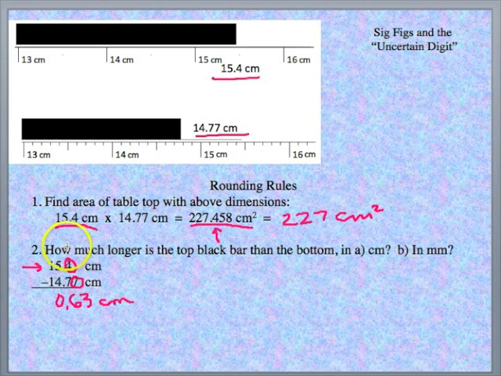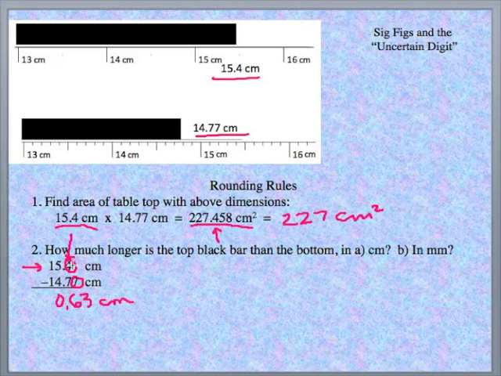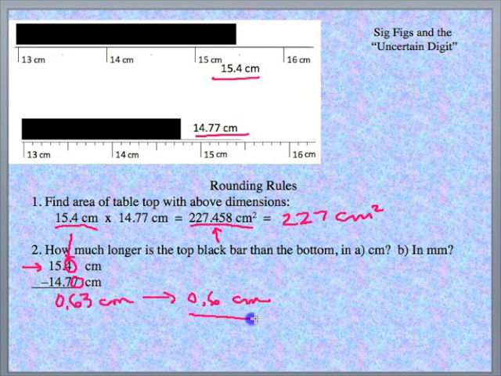Well, we're going to have to round off our answer to the tenths place here because the tenths place is now contaminated by this uncertain digit of the 15.4. In addition and subtraction, the answer must have the same number of decimal places as there are in the measurement with the fewest decimal places. And in this case, that would be the tenths place. And our answer would be 0.6 centimeters.